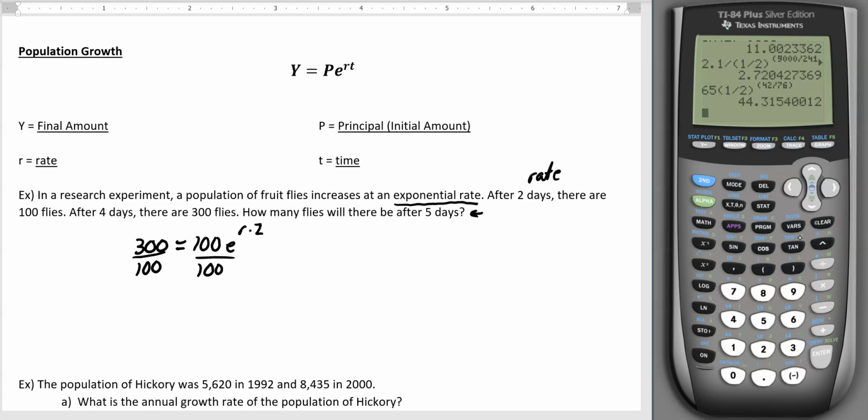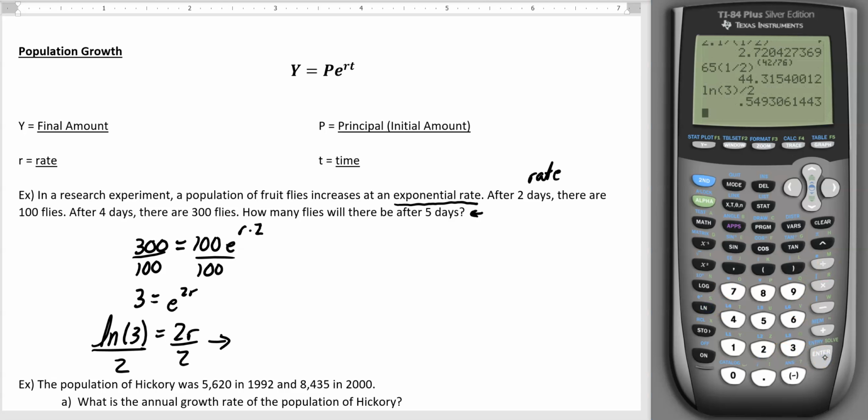300 divided by 100 is 3, equals e to the 2r. Create my logarithm. So it would be the natural log of 3 equals 2r. Divide by 2, divide by 2. The natural log of 3 divided by 2 is 0.5493. So that would be 54.93%. That is my rate.